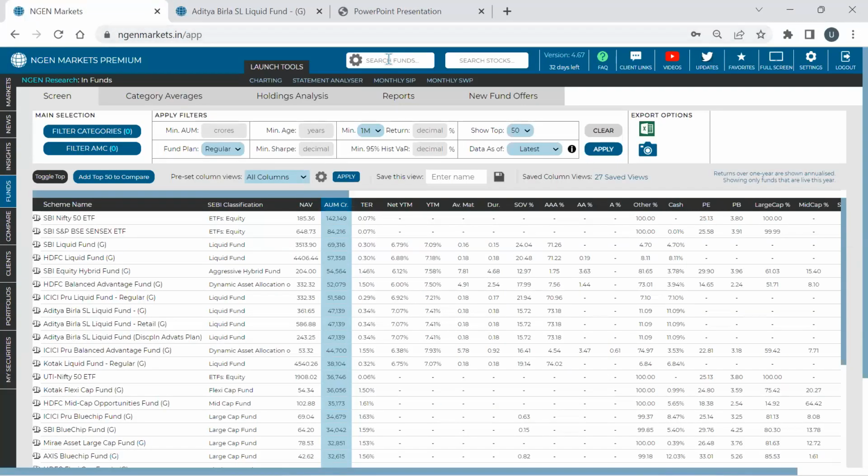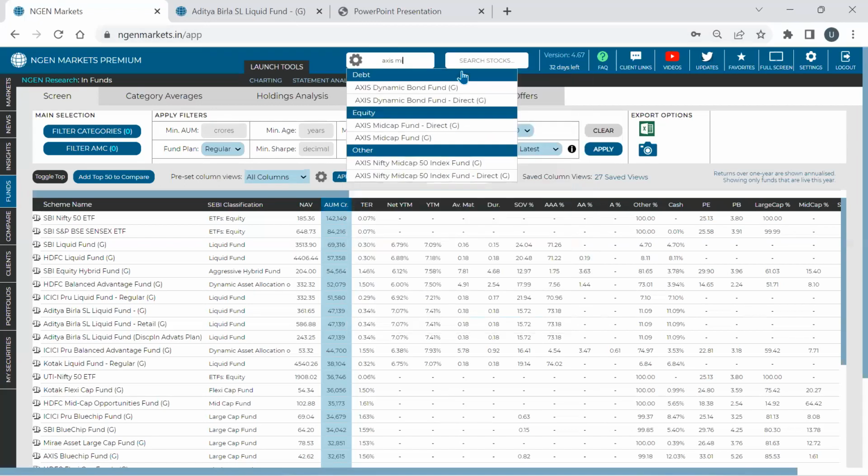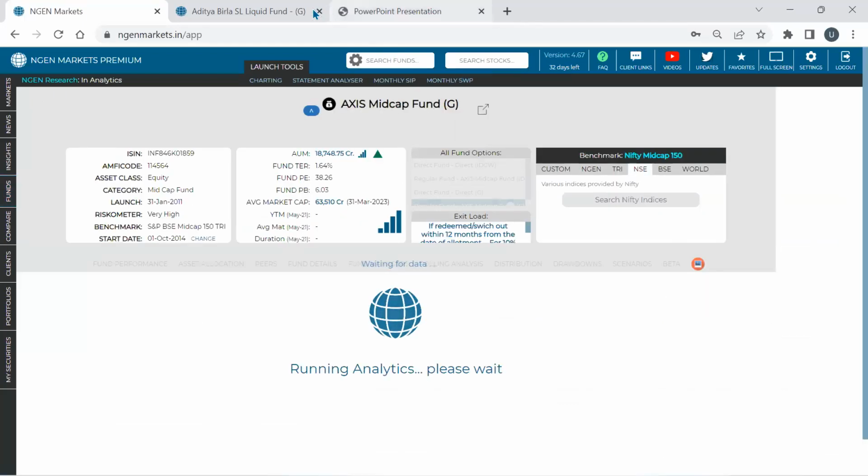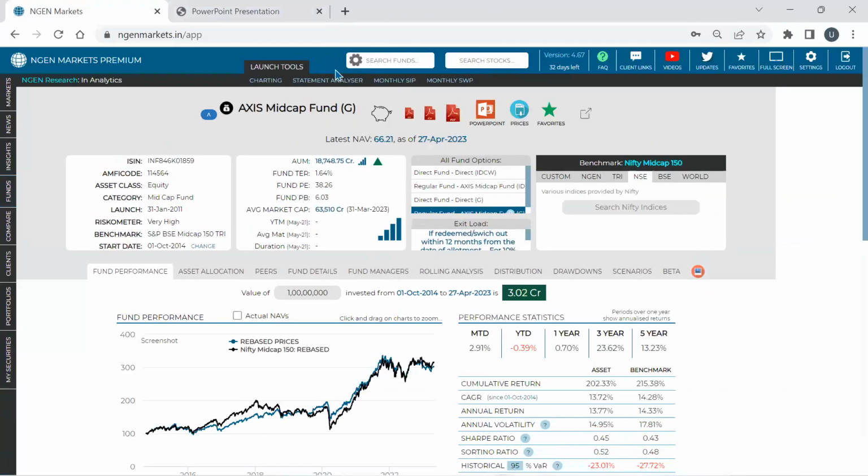Another way is to search for that particular fund. So let's say we are searching a random fund here. Once we search it, you can load the analytics itself in the Engine terminal. And here you can see the analytics for the entire mutual fund, where you can analyze the fund performance through different tabs like rolling analysis and the beta analysis.